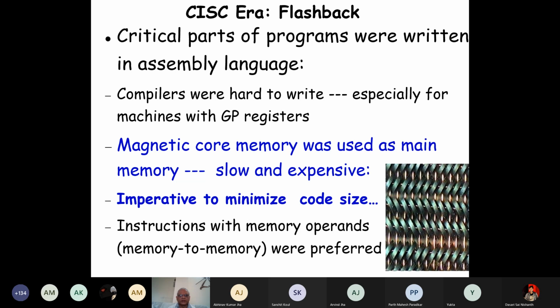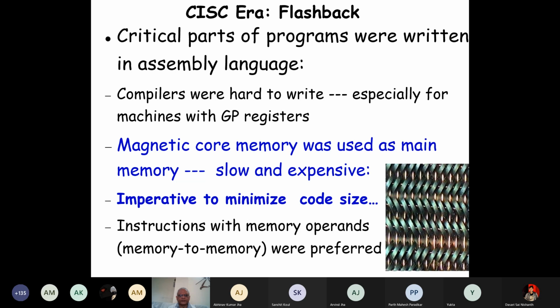And in those days, it was customary to write the core of the program in assembly language. The assembly language programmers would write optimal code which would execute very fast, and the other code would be compiler generated, because compilers were not as good at writing the executable code.